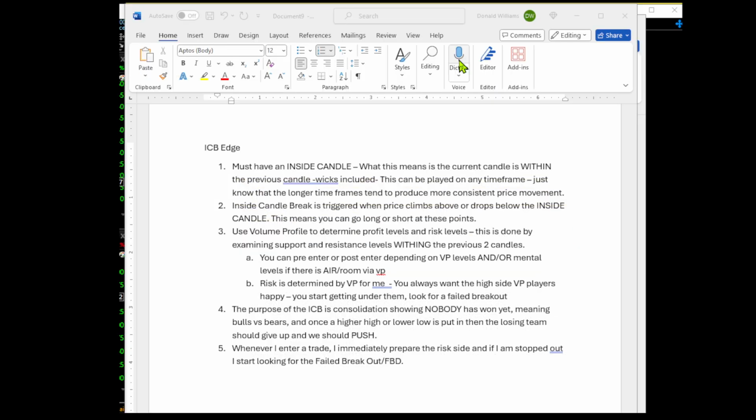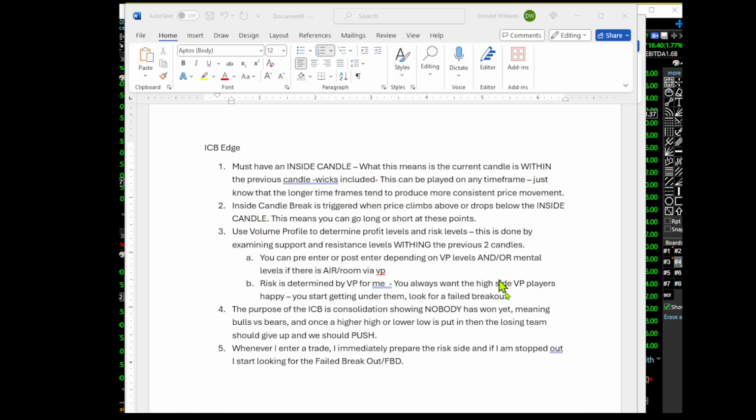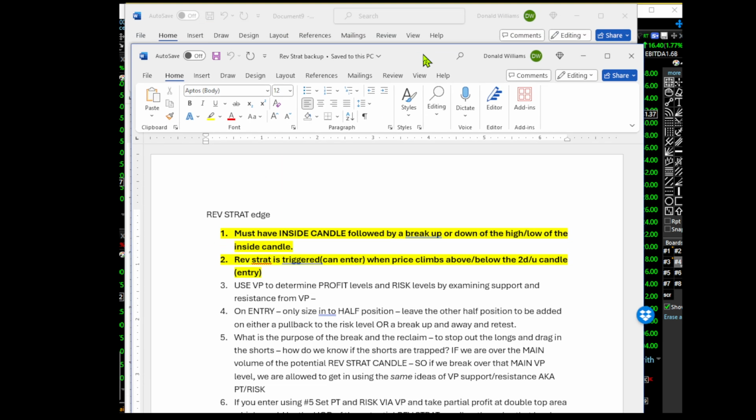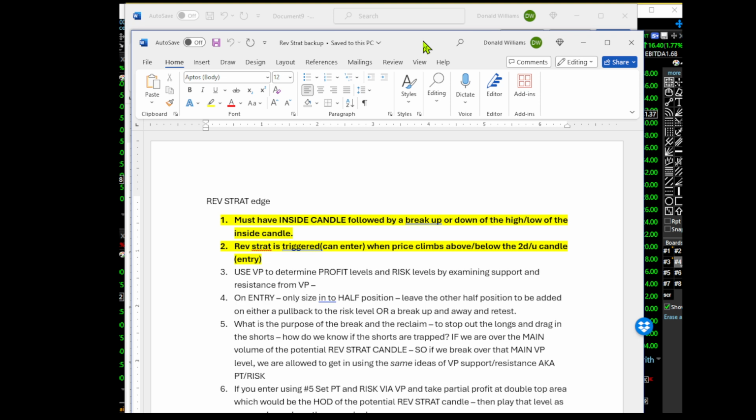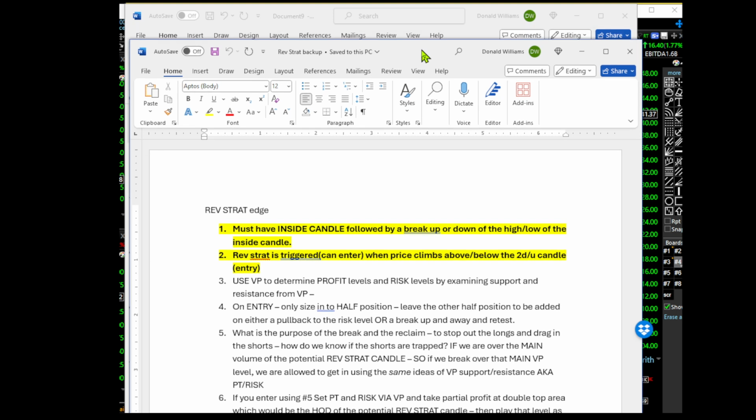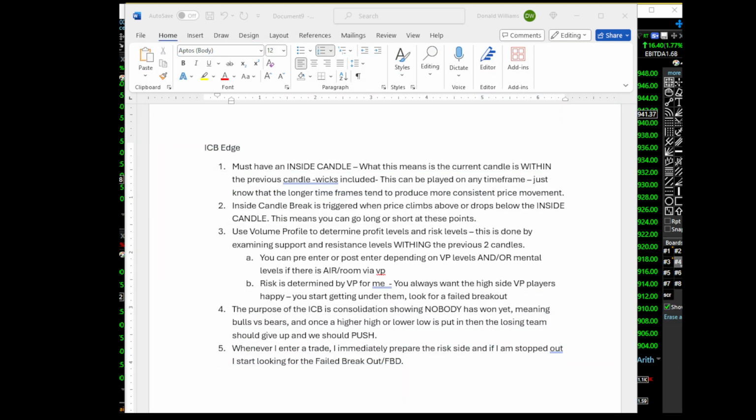Give me my screens back. There we go. So if you don't have this Rev Strat sheet, let me know. I have this and the video that goes with it, okay? And for the Rev Strat to happen, you actually have to have an inside candle fail. So when this happens, start prepping for the Rev Strat.